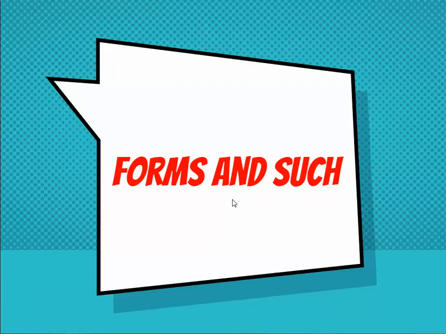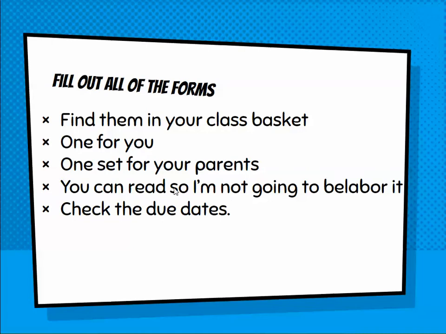Okay, so for this unit, we have some forms and such. You've got to fill out a bunch of forms. Go to the basket that has video game design or video game design 2, grab the packet for you, grab the packet for your parents, go through it, fill it out, turn them in, and get those in. They're going to be due, I'm pretty sure, by Friday. So make sure you get those things signed by you, signed by your parents, and turned in.